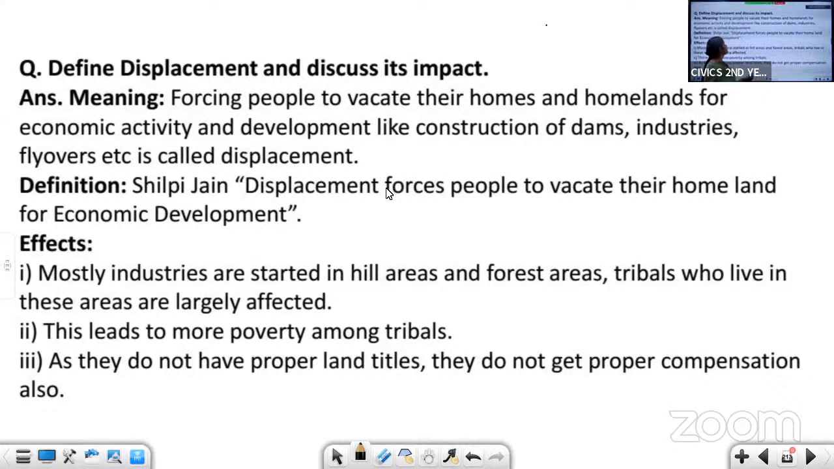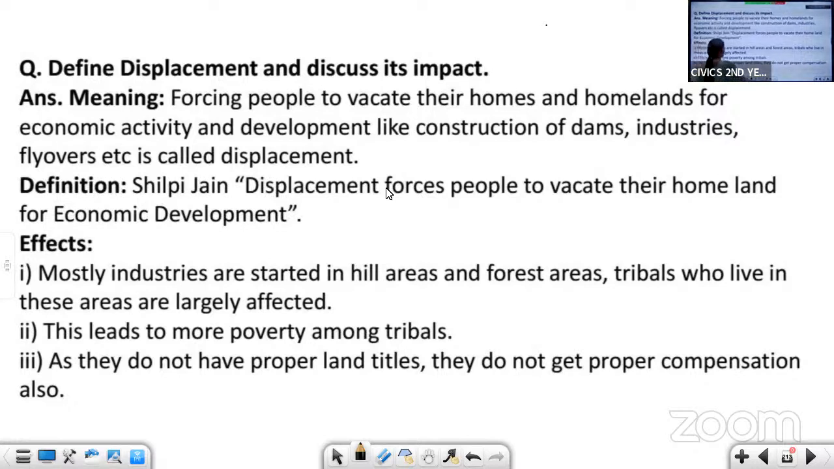Today we will discuss displacement and its impact. So what is displacement and what are its impacts? The questions which we are dealing with now, the SAQs, are very rarely asked. Sometimes in some papers you get unexpected questions. So these are those unexpected questions. These can be asked sometimes. So let us see what is displacement.